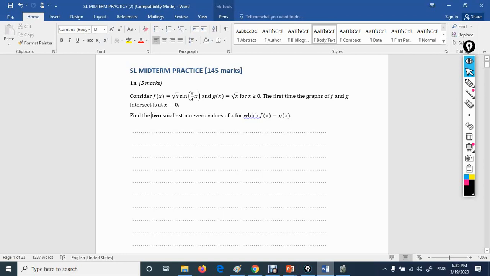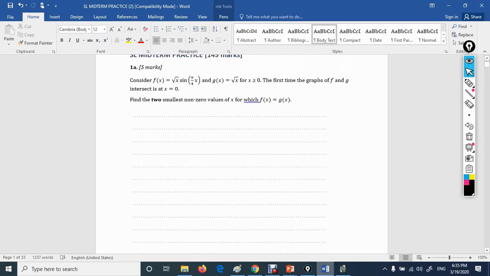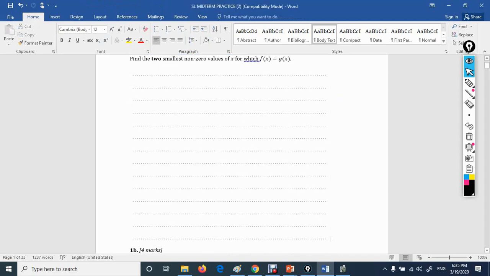So this is question number one. Consider f of x equals square root of x times sine of pi fourths x, and g of x equals square root of x. For x greater or equal to 0, the first time the graphs of f and g intersect is at x equals 0. Find the two smallest non-zero values of x for which f of x equals g of x. So basically what they want us to do is to equate the functions and solve the resulting equation. So let's do that.